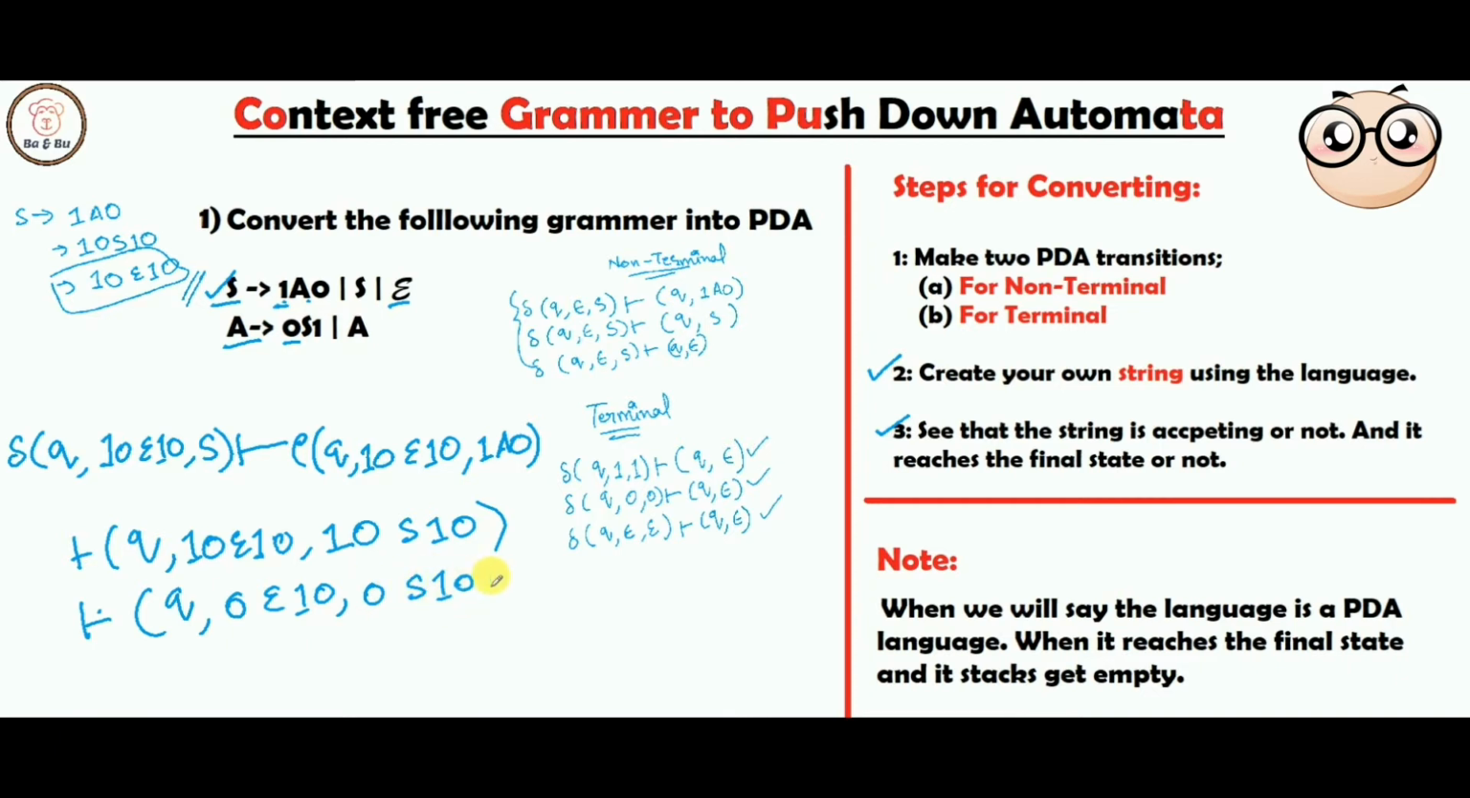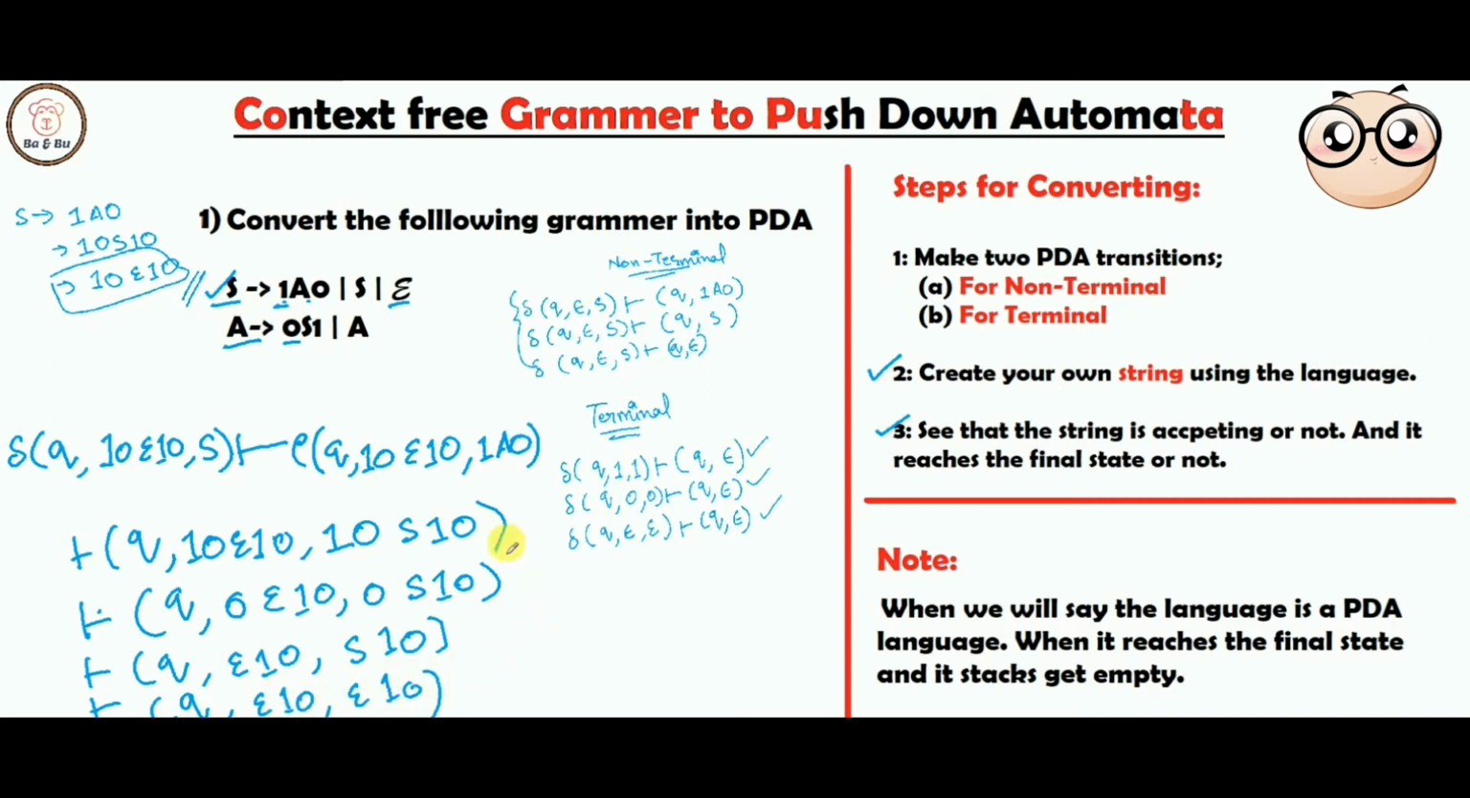Now the rest is 0 S 1 0 0 epsilon 1 0. So in the next step we are gonna pop out this 0. So the left is epsilon 1 0. Here the left is S 1 0. So now I'm gonna convert this S as epsilon, as the grammar contains epsilon. Okay, so Q epsilon 1 0 epsilon 1 0.